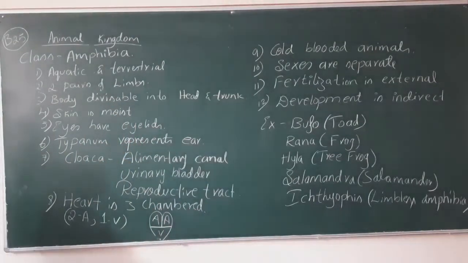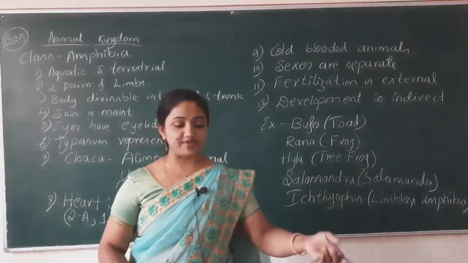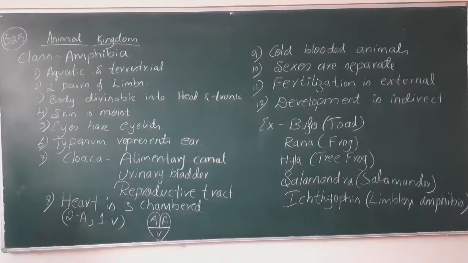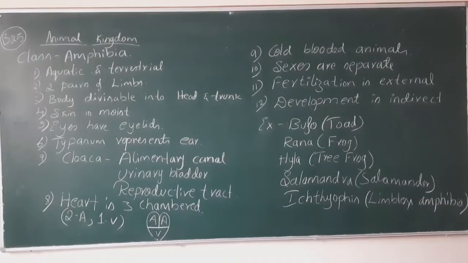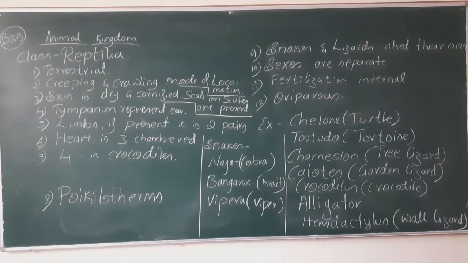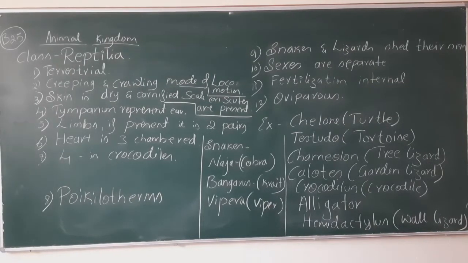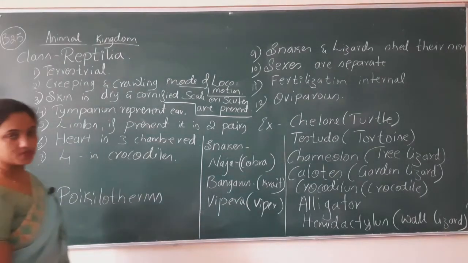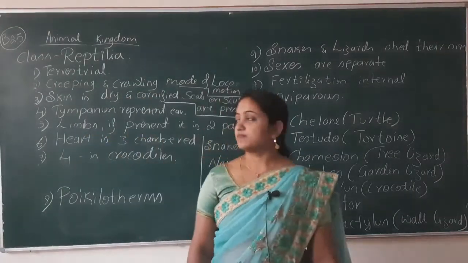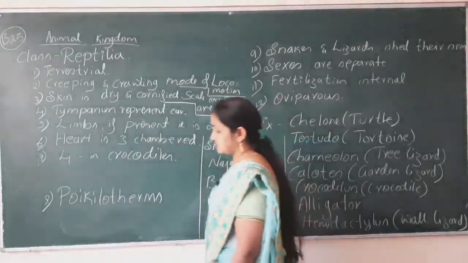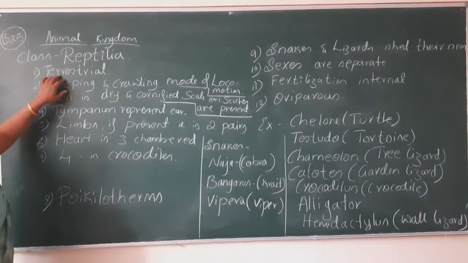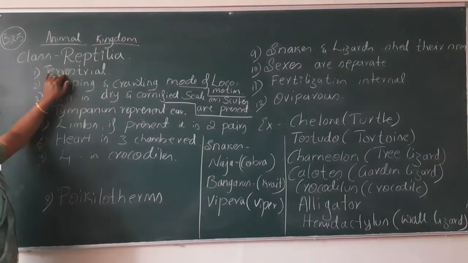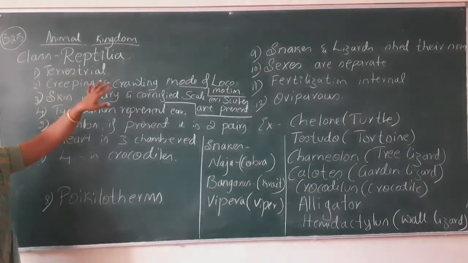So the next class is class Reptilia. Now we'll see the characteristic features of class Reptilia. So now the second class comes under Tetrapoda, superclass Tetrapoda. The second class is Reptilia or reptiles. It includes the following descriptive features. The first descriptive feature is that almost all of the organisms are terrestrial.